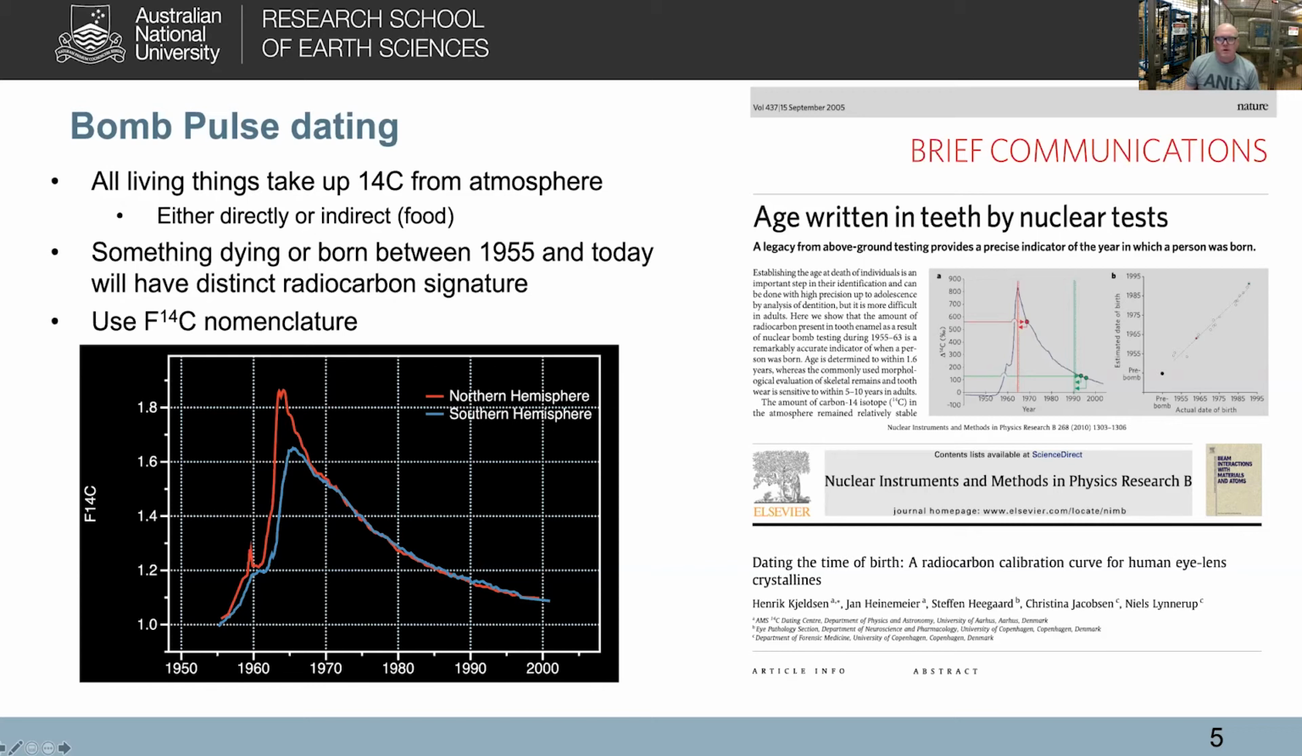One of the items that bomb pulse dating is often used for is forensics, so determining when someone was born. You can measure the carbon-14 in tooth enamel, and that tells you when the person was born. There are some parts of your body where the carbon doesn't turn over from when you're born. Then there's other parts like your blood and hair that have the most recent amount of carbon-14 in them. So we can use them to date.